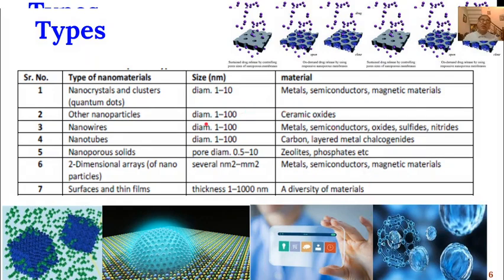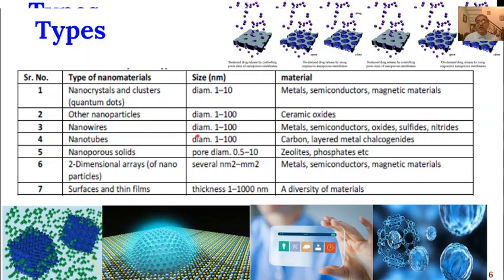Then, according to size, the nanocrystals or nanoclusters, which are defined as quantum dots, have a diameter ranging from 1 to 10 nanometers, and the materials in which they are used are metals, semiconductors, and magnetic materials. Then other nanoparticles range from 1 to 100 nanometers. All ceramic oxides may be converted into nanoparticles.